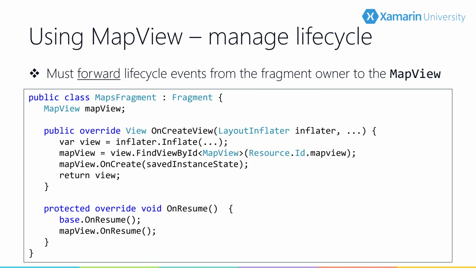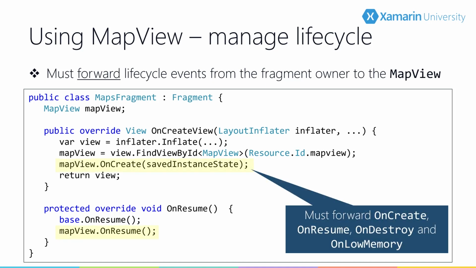Now, because MapView is an independent view, it must be hosted properly in order to render its details. One of the main things you have to do is forward the lifecycle methods from the fragment owner down to the view. This includes the onCreate method, onResume, onDestroy, and onLowMemory.